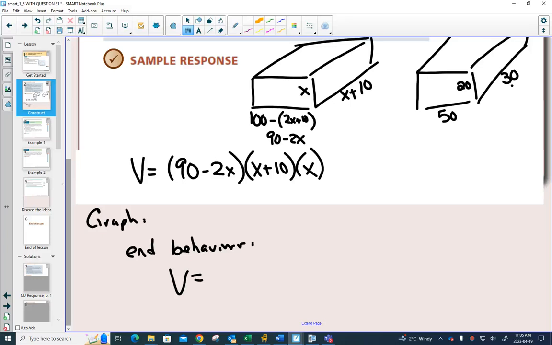So to do that, you can just look at your variables in each of your factors. Here I have a minus 2x, here I have an x, and here I have an x. If I multiply those all together, I would end up with a minus 2x cubed plus dot, dot, dot, a bunch of other stuff. I don't need to know that other stuff for my end behavior because I'm just looking at, oh, it's x cubed, which makes it like a line because it's odd. A negative line looks like this, so there's my end behavior.